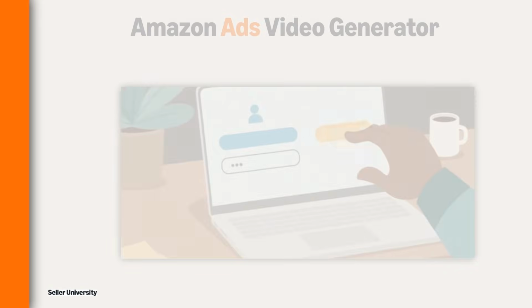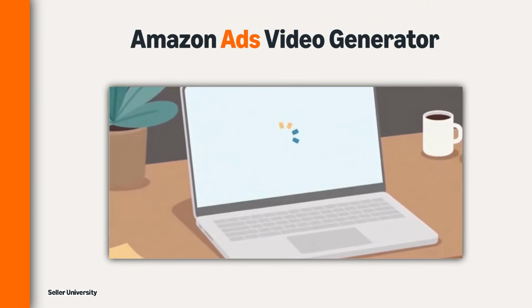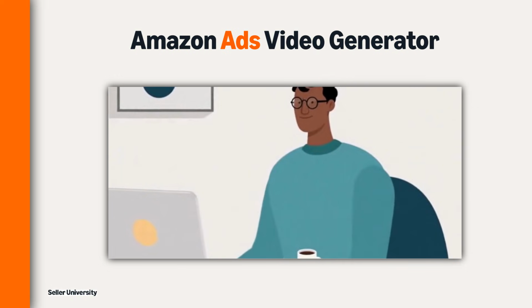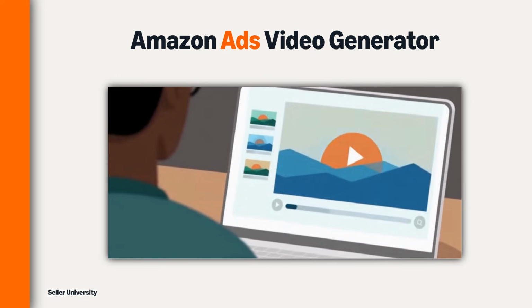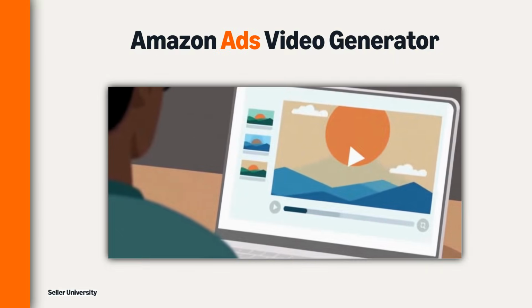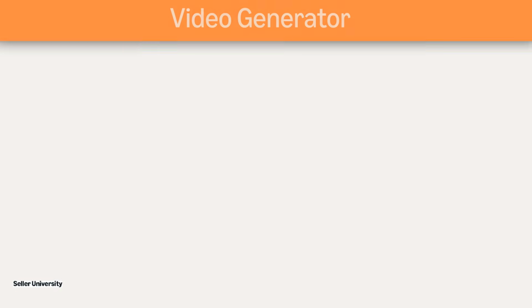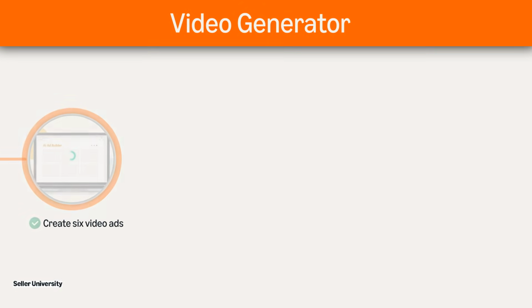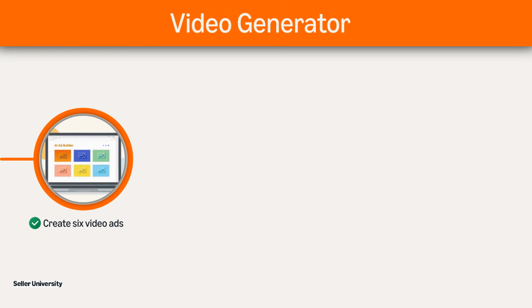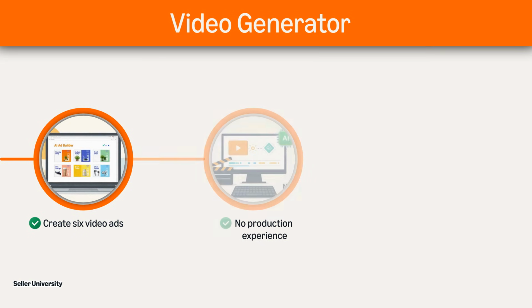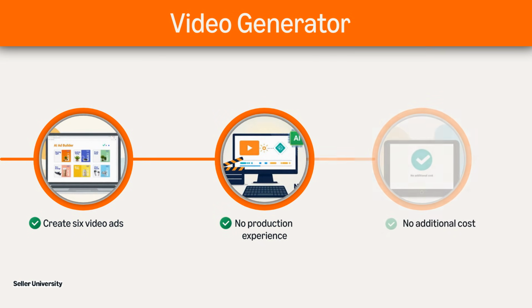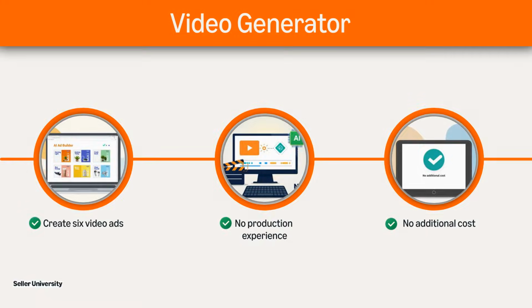Video Generator is an AI-powered tool that transforms a single product image or video and ASIN into high-quality multi-scene videos with text animation and background music. With Video Generator, you can create 6 15-second professional video ads within minutes, with no production experience required and at no additional cost that align with your brand identity.